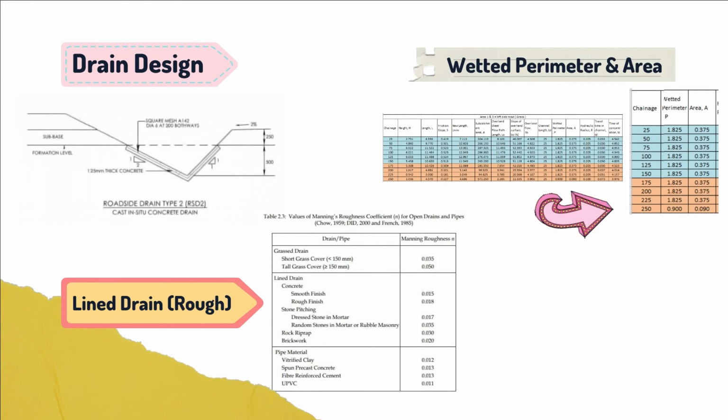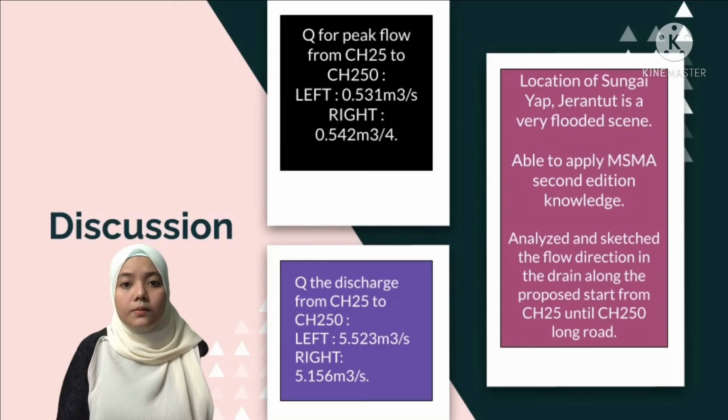For most drains in this study, we use roadside drain type 2, which is a cast in situ concrete drain. The area and the weighted perimeter of the drain are calculated as shown in the table. Then we calculated the travel time in the channel by referring to table 2.3 in MSMA for the lined drain section, which is 0.018 for rough finish.